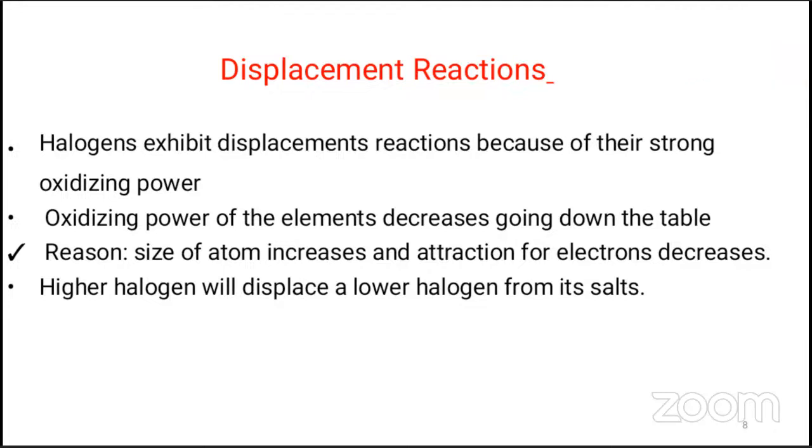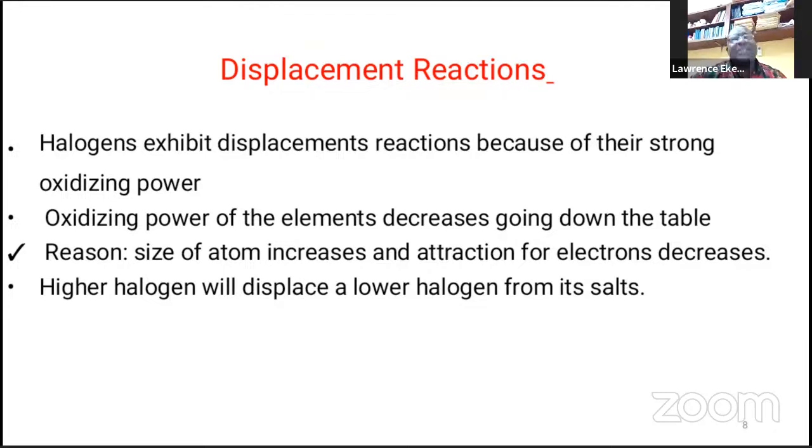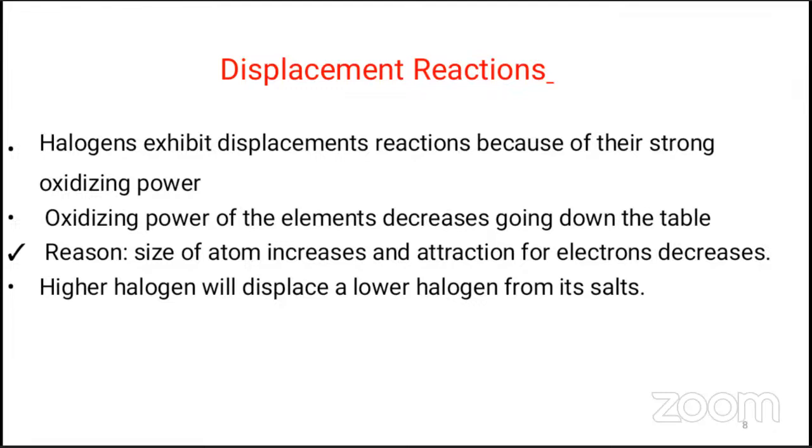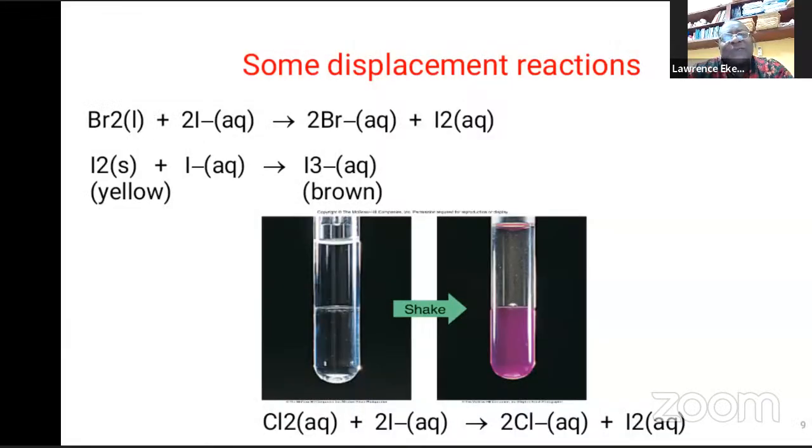It decreases. So the higher halogen will displace the lower halogen from their salt. And that is why I said that the fluorine ion will displace chlorine ion in solution, while the chlorine will displace the bromine, and the bromine will displace the iodine from solution. Okay, so they have the ability to exhibit displacement reactions, very important.